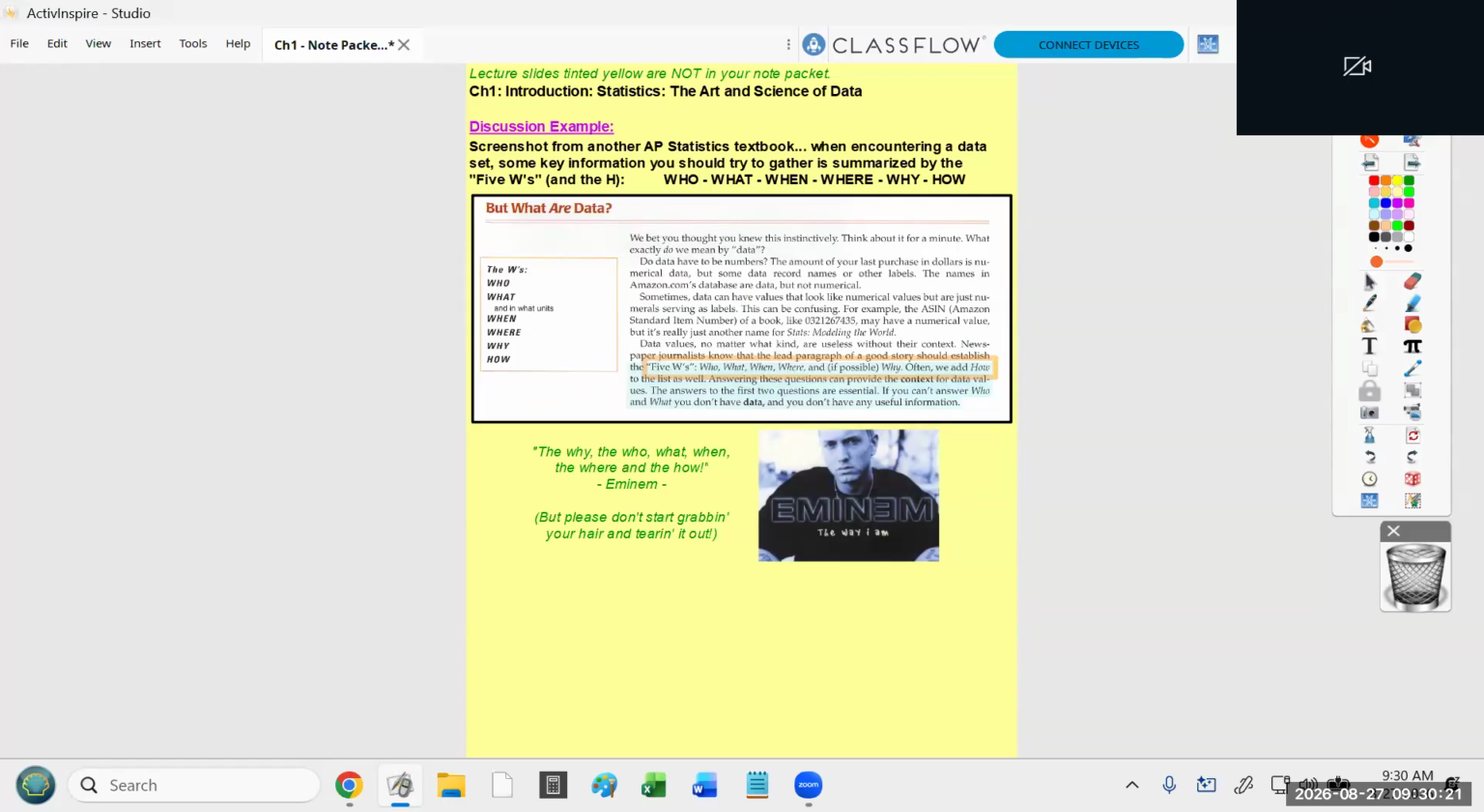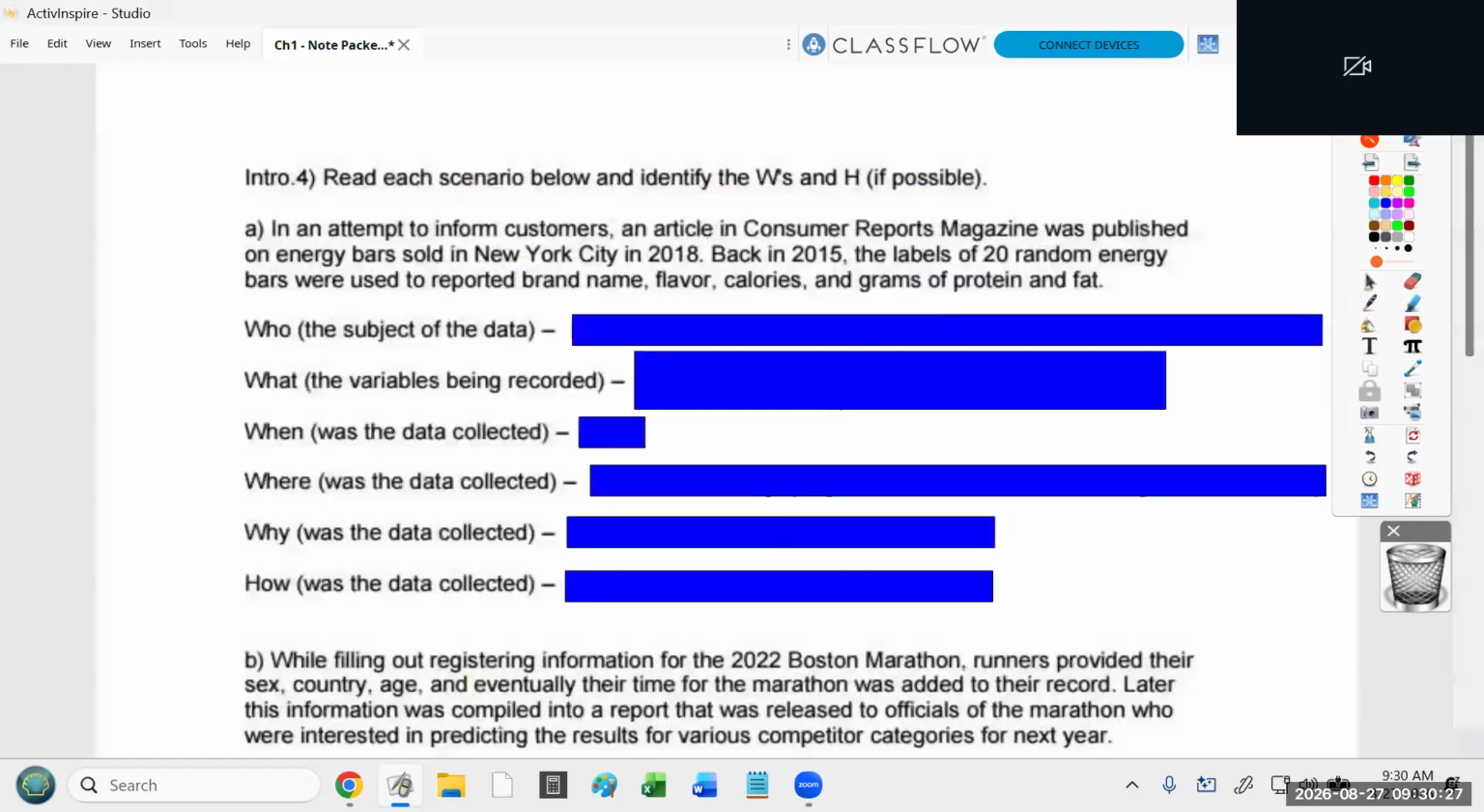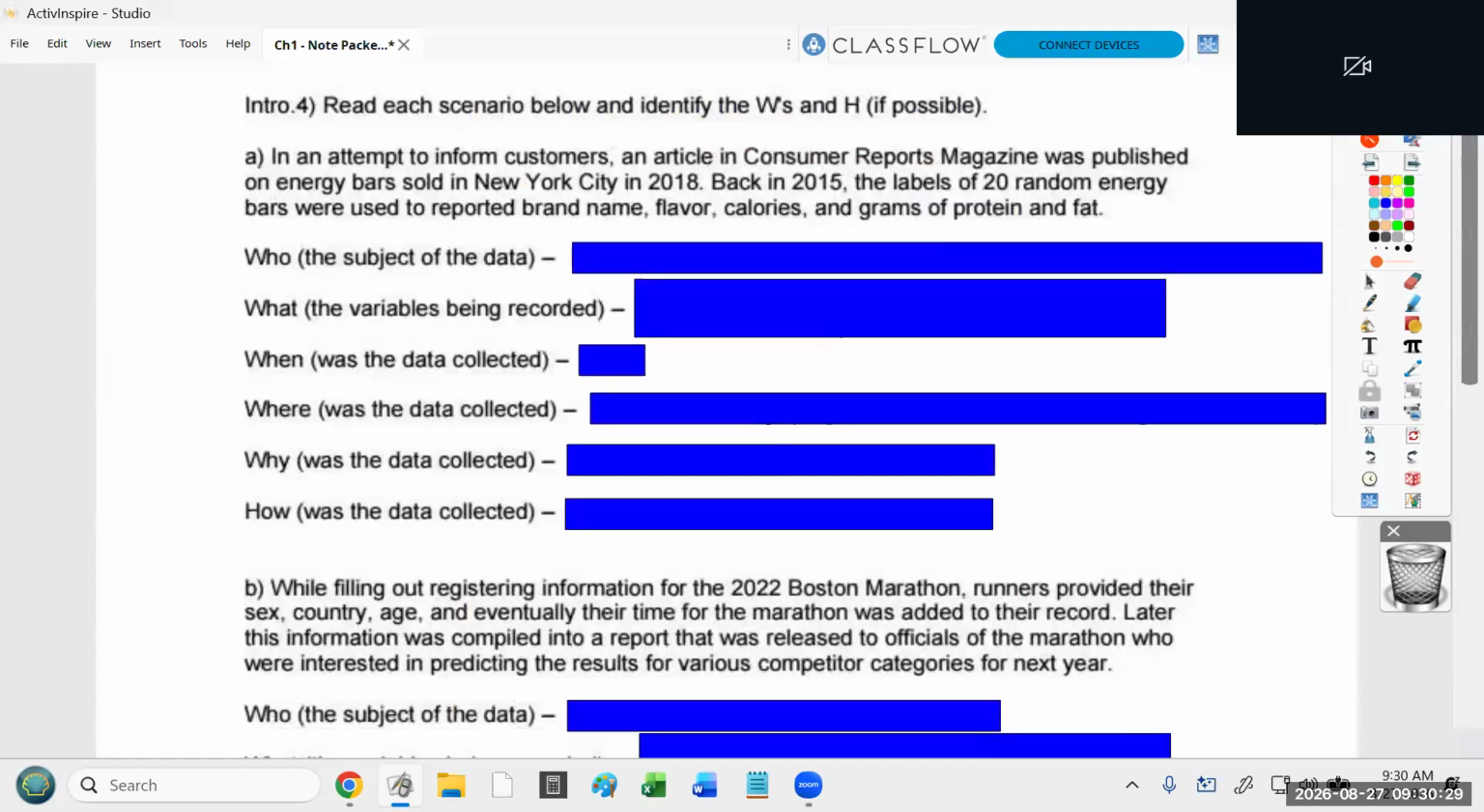So with that in mind, I'm going to do one or two of these and then ask you all to try one yourselves. The directions say read each scenario below and identify the W's and the H if possible.